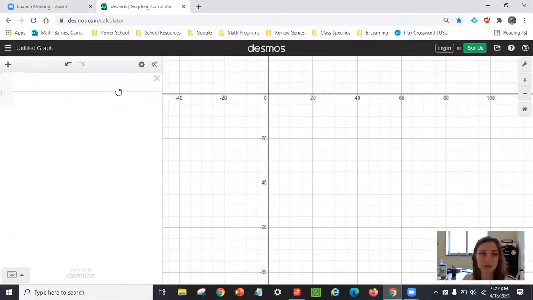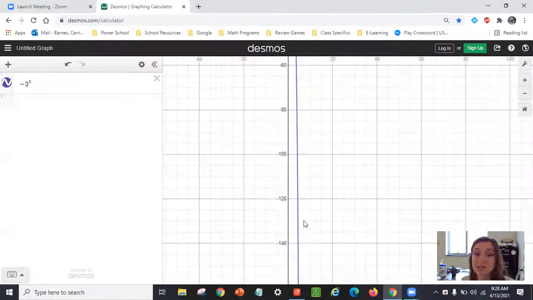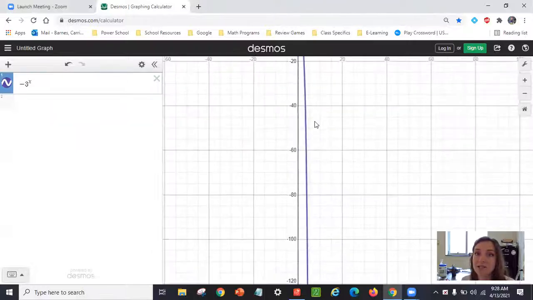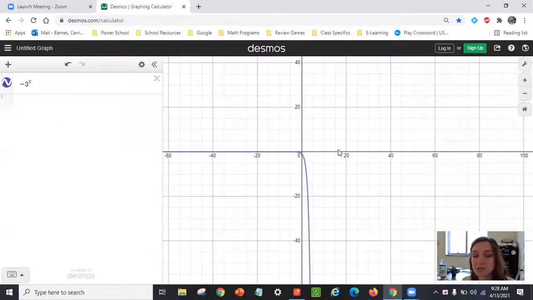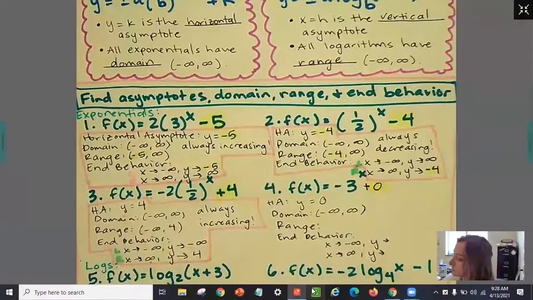So let's go type this function in, -3 to the power of x, and you can see that this function does exist down in -infinity, and it does not exist in positive infinity. So this is going to be from -infinity all the way up to our asymptote, which is at 0. So -infinity to 0.